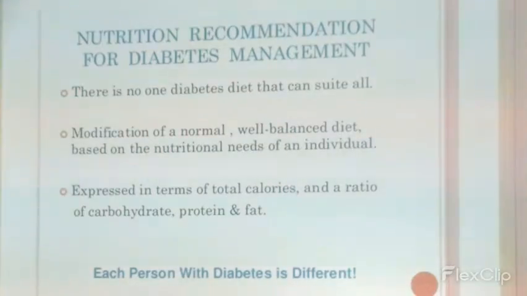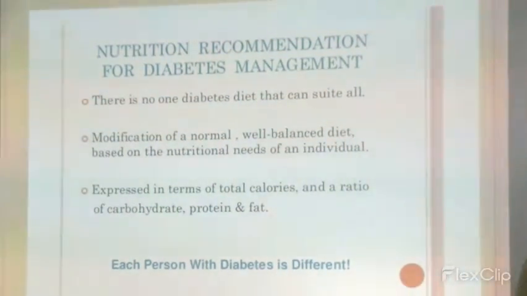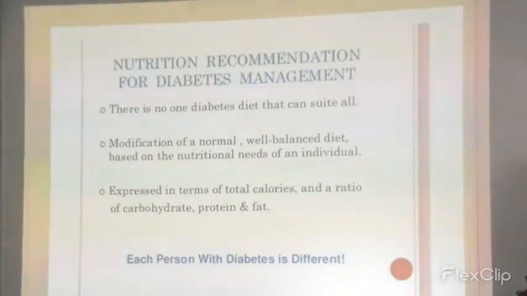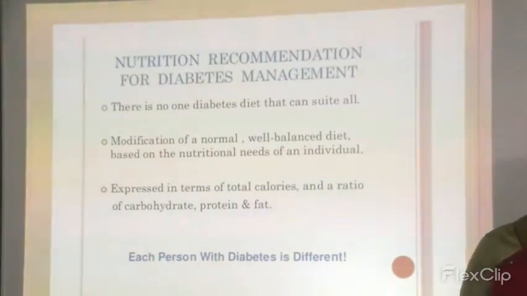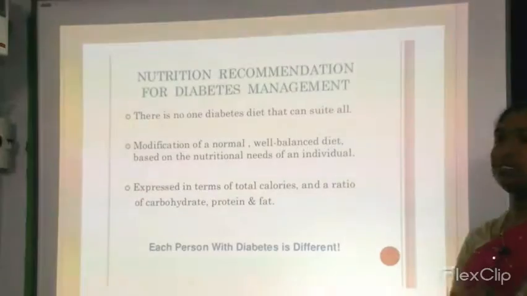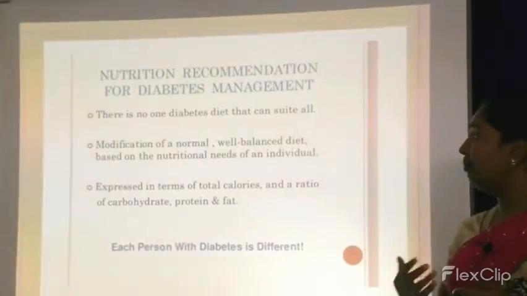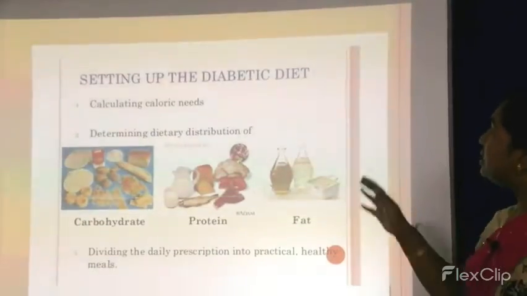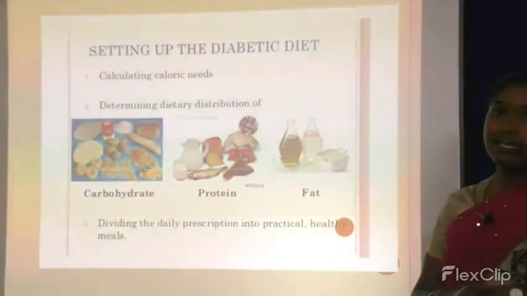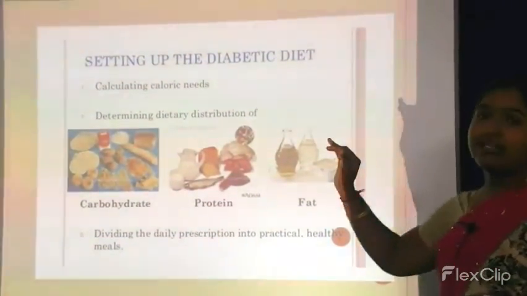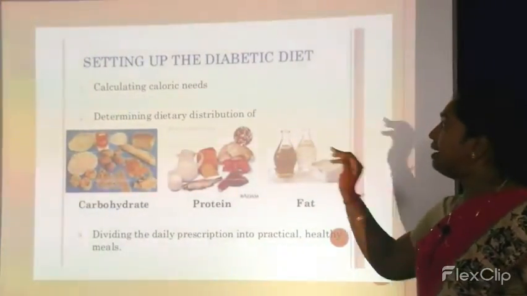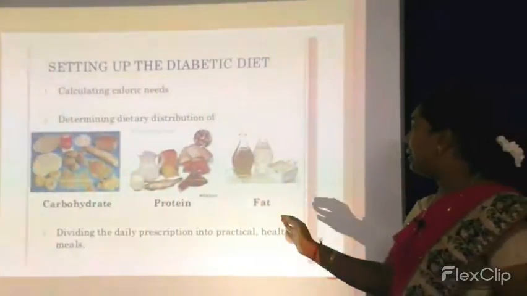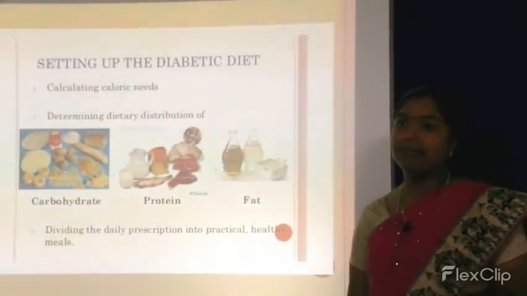So there is no one diabetes diet which suits all. It is a modification of a normal, well-balanced diet based on the nutritional need of an individual, which may be expressed in terms of calories, fat and protein. So each person with diabetes is different. To set up the diabetic diet, the first thing is to calculate the calorie need of an individual, determine the dietary distribution of protein, carbohydrate and fat, and divide the daily prescription into practical and healthy meals.